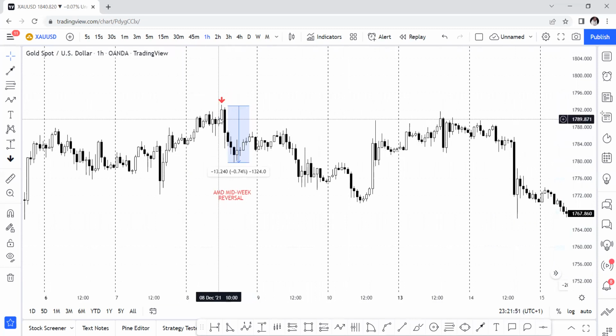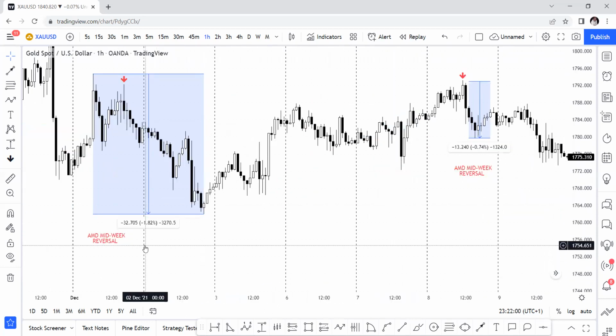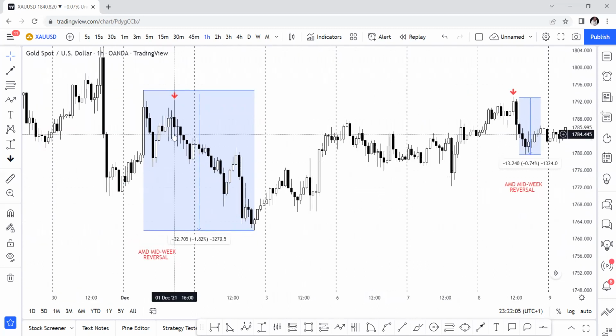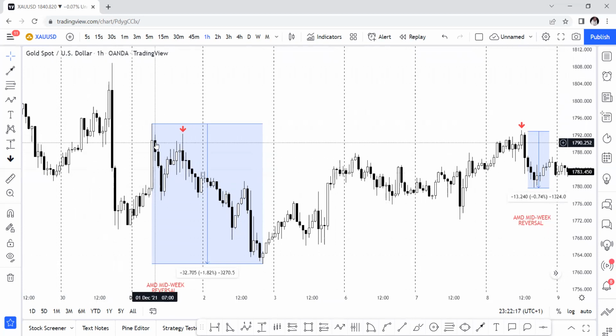Then at 12 GMT, we have a push downward, almost about 132 pips there. 132 pips. This is on the 1st of December. We have this big impulse. See it, engulfing, right? Has a BMS, price pushed back inside at 6 a.m. Then coming back into London pushes higher again.